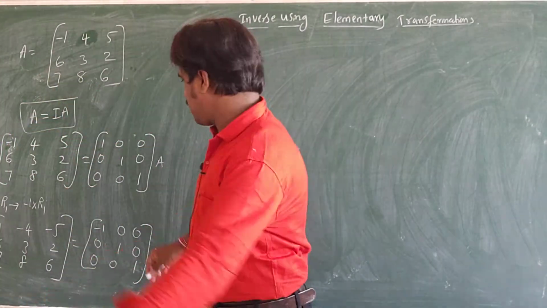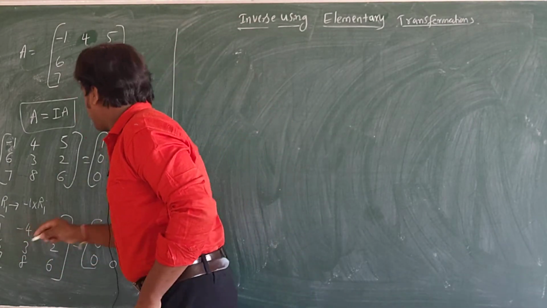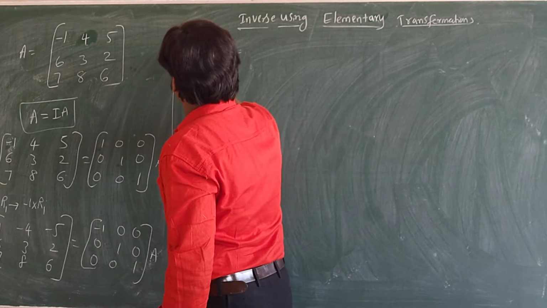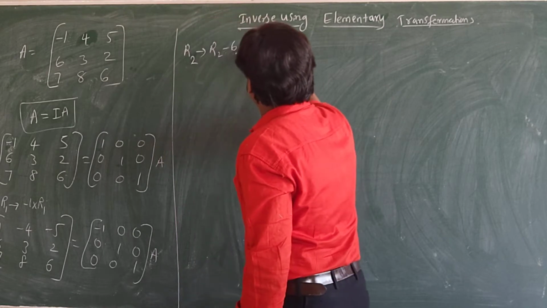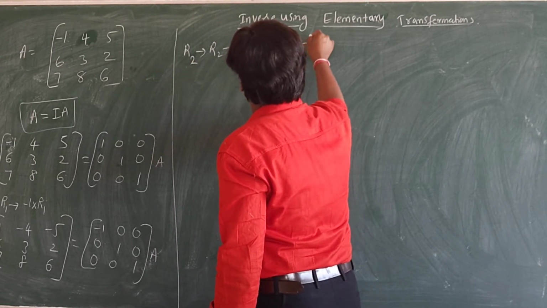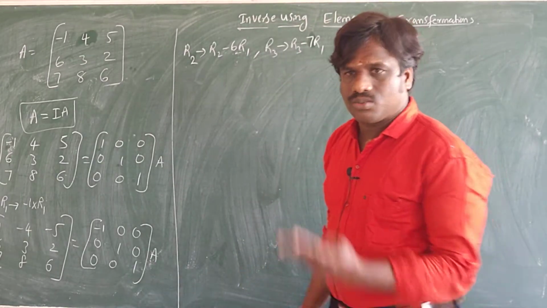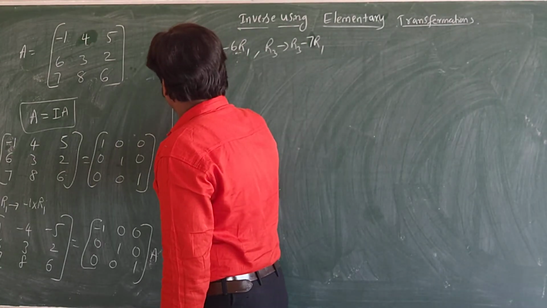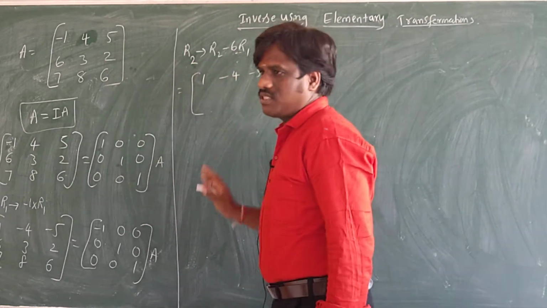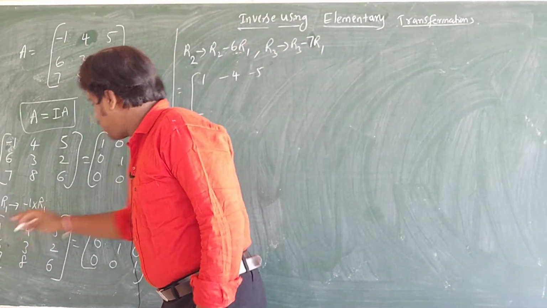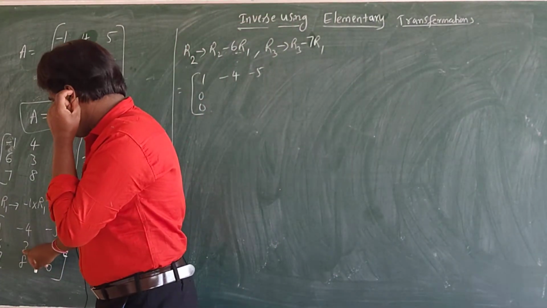And I told you, next our target is to make 2 zeros. How to make 2 zeros here? R2 implies R2 minus 6 R1, and R3 implies R3 minus 7 R1, because I have to make 2 zeros, right? So what I get here is 1, minus 4, minus 5. No change in R1. R2 and R3 change. This becomes 0, 0.